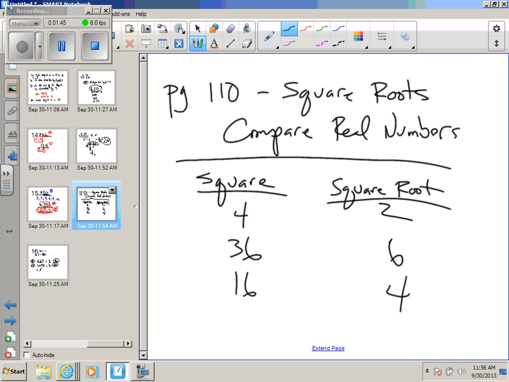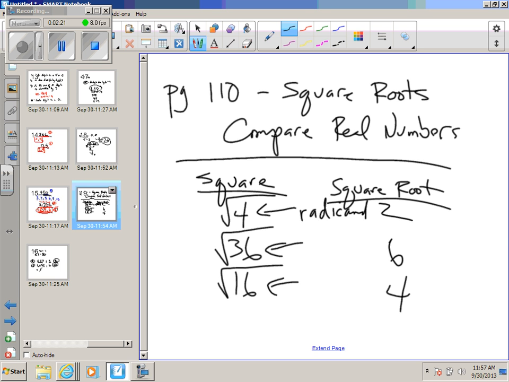All positive real numbers have 2 square roots: a positive square root, or principal square root, and a negative square root. A square root is written with the radical symbol, your traditional square root sign. Seen that before, right? Play with it on a calculator from time to time. The number or expression inside the radical symbol is the radicand. So all of these, that's the radicand. Right here, the 4, the 36, the 16.